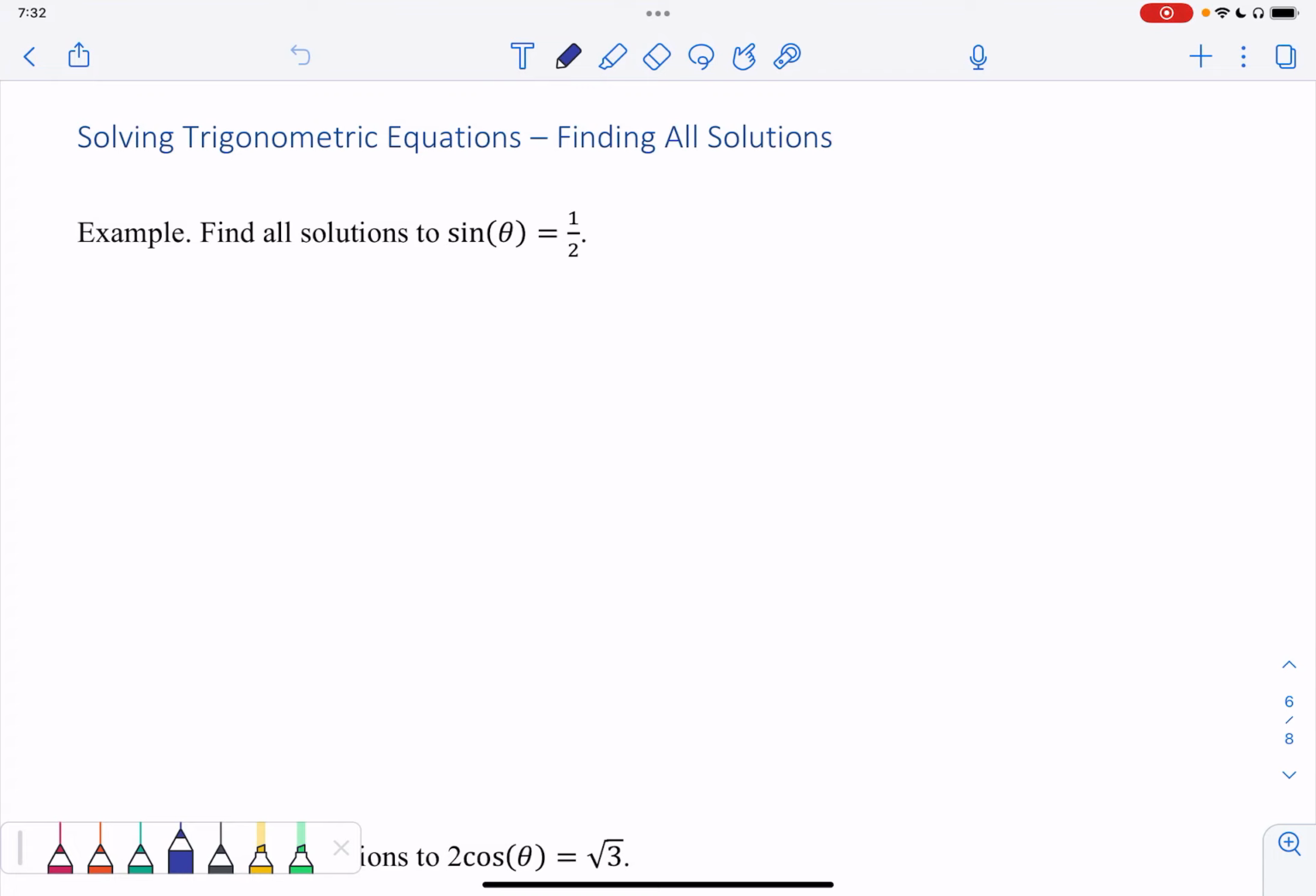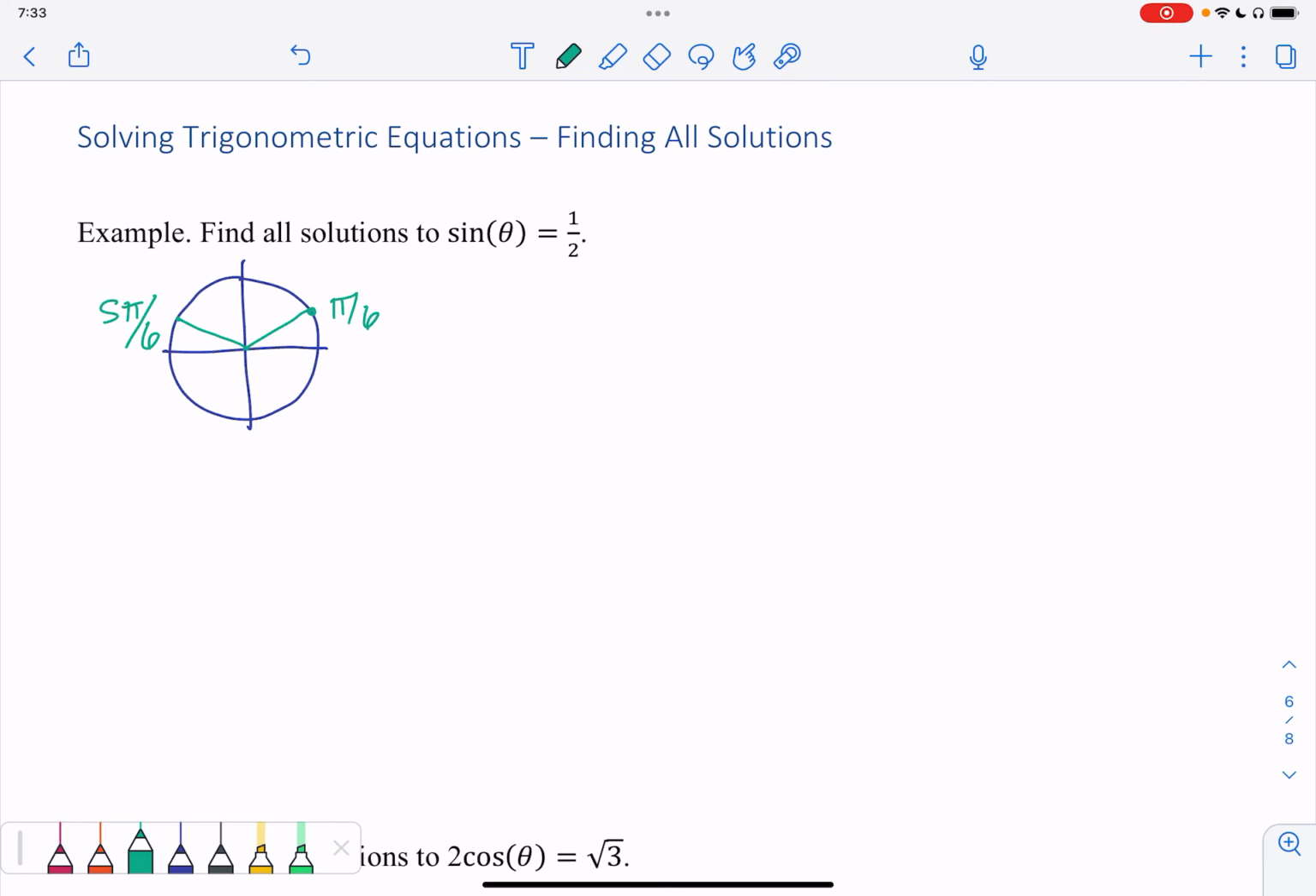Let's take a look at a case where we are solving trigonometric equations and finding all solutions. So, example: find all solutions to sine theta equals 1/2. Here, we can certainly start out with a unit circle and look at solutions first that happen between 0 and 2 pi. Sine of theta equals 1/2 at pi over 6, and again at 5 pi over 6. And again, those are just the solutions that are occurring between 0 and 2 pi.